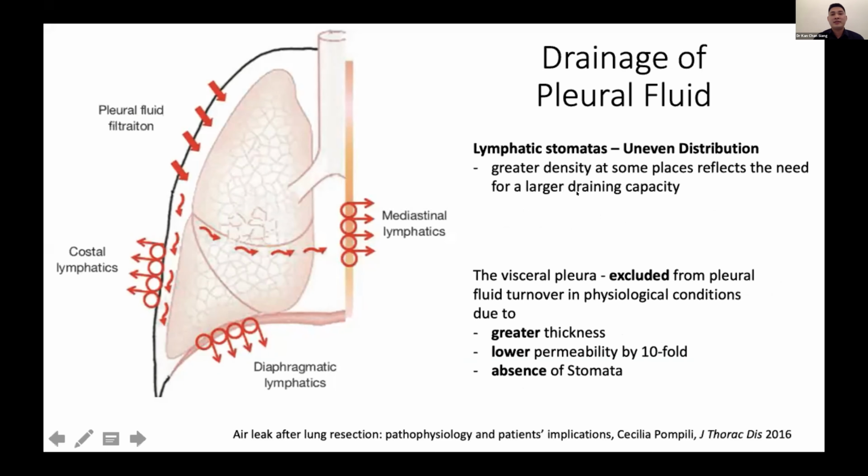Now, as I mentioned, there is uneven distribution of these lymphatic stomata. You have a greater density in one area, which reflects a more effective draining capacity compared to the other. And the visceral pleura, as I mentioned, is totally excluded from pleural fluid turnover in physiological conditions. First, it is relatively thicker. Second, it has a lower permeability by almost 10-fold. And last, it has no stomata on the surface.